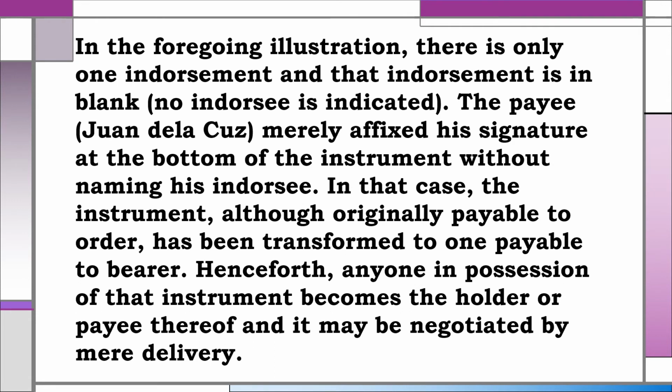In the foregoing illustration, there is only one endorsement, and that endorsement is in blank. There is no endorsee indicated above the signature of the endorser. The payee, Juan de la Cruz, merely affixed his signature at the bottom of the instrument without naming his endorsee. In that case, the instrument, although originally payable to order, has been transformed to one payable to bearer. Henceforth, anyone in possession of that instrument becomes the holder or payee thereof, and it may be negotiated by mere delivery.